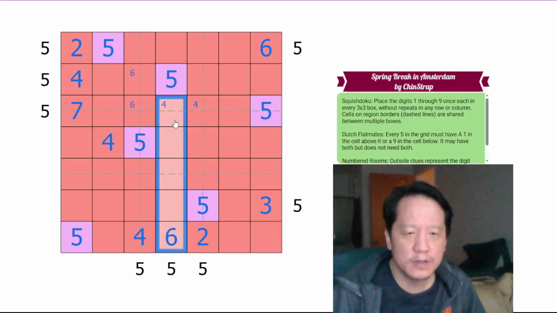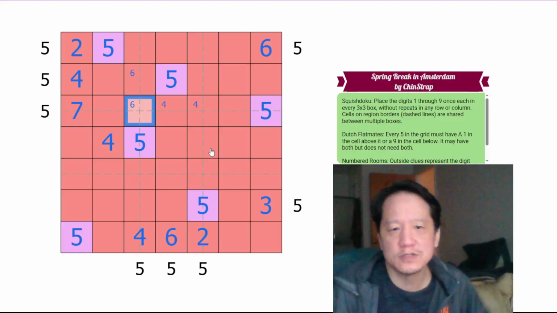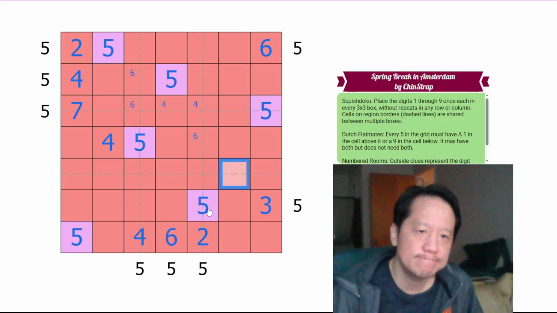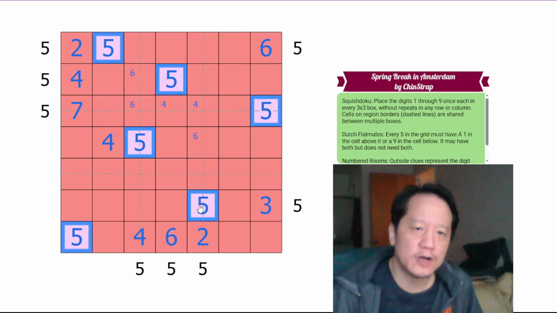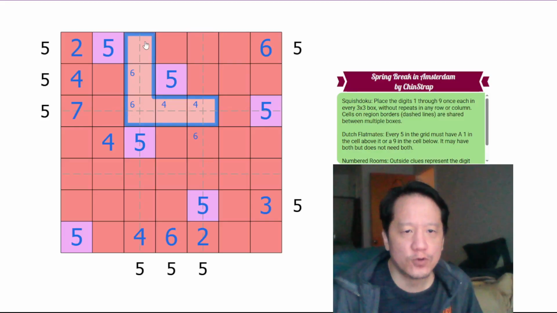6 can't be here. Where is 6 in the central box? 6 can't be here because of 6 in the column. Can't be here because of 6 in the box. Can't be here because of 6 in the box, so 6 must be one of these two. Okay. We've got all the 5s. 4 is guaranteed to be one of these two digits. So therefore, 4 in this upper central box has to be one of these two digits.